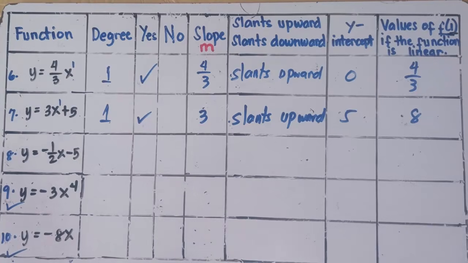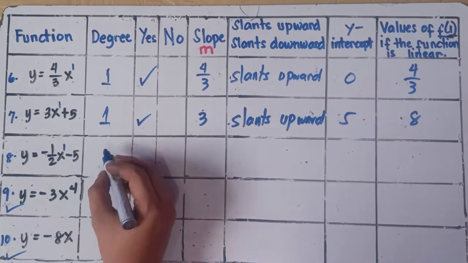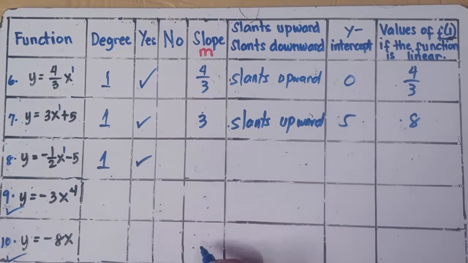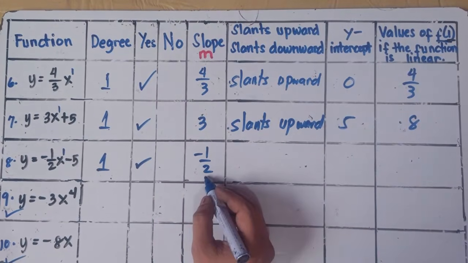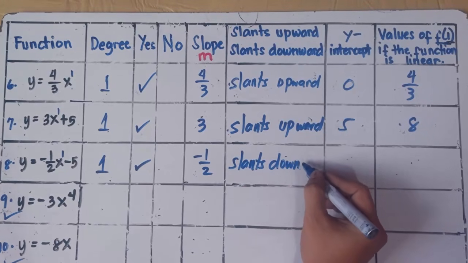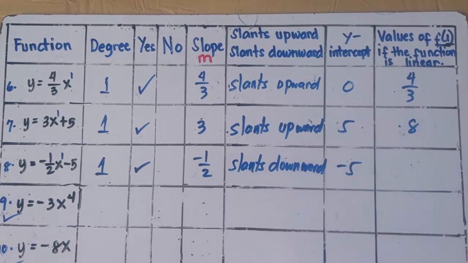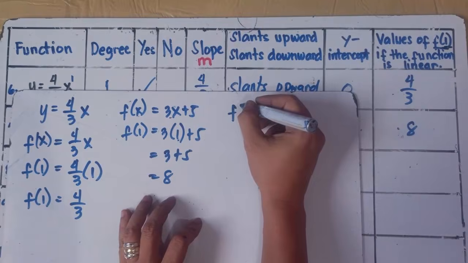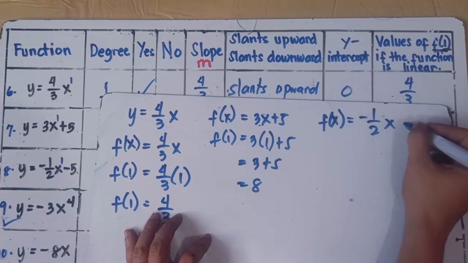Alright, so last example, class, example number 8. So the degree is 1. The highest exponent of x, there will be only 1. Is this a linear function? Yup, this is a linear function. And the slope is negative 1/2. And then since this is a negative slope, therefore it slants downward. Alright, and then the y-intercept, that would be negative 5. And then, since this is a linear function, we solve for this one. So, f of x is equal to negative 1/2 x minus 5.